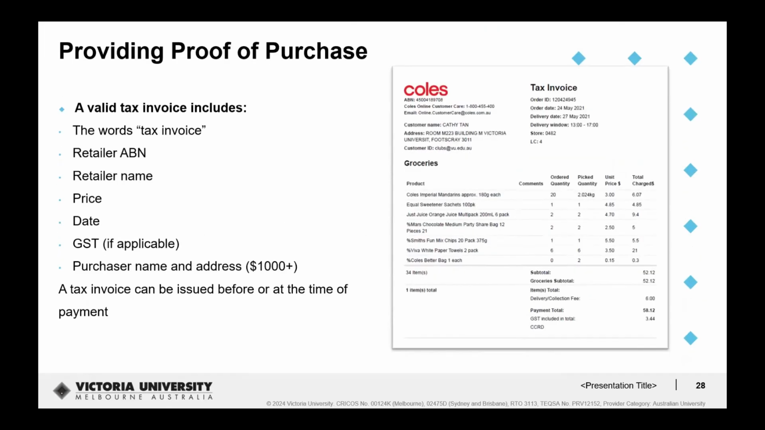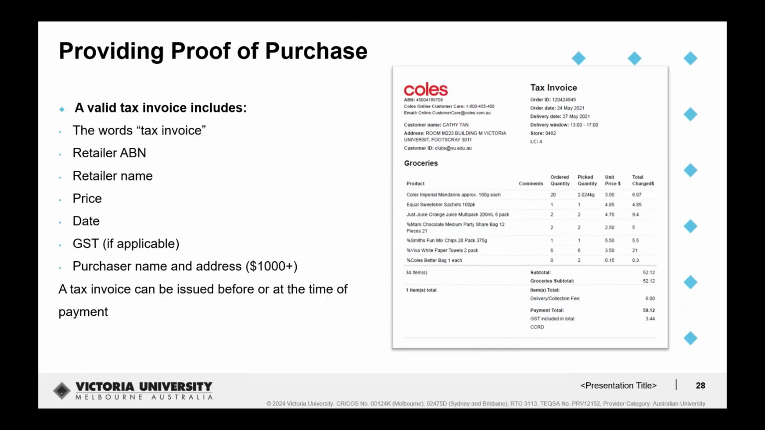Providing proof of purchase. Let's talk more about tax invoices that you need to submit. A valid tax invoice needs to include the following information. It must have the words tax invoice on it, and also the retailer's Australian business number or ABN number. The retailer's name, the price of the items or service you purchased, the date, and the GST amount.